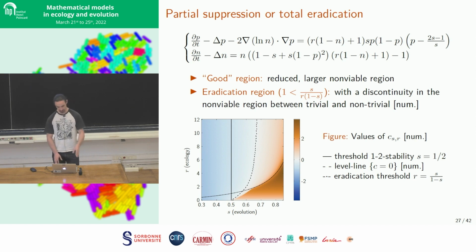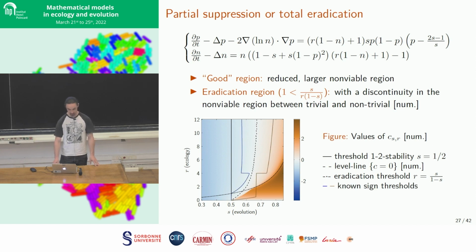There is also this new eradication solid line below which you have eradication of the population after the drive invasion. And interestingly, there are two regions in the non-viable eradication case, but I'm not going to comment too much on that. What I want to say is that analytically, we are able to characterize the sign of the speed on the left of this blue curve and on the right of the brown curve. So typically, we are not able to find the precise location of the zero level line, but we still know the sign in a large range of parameters.